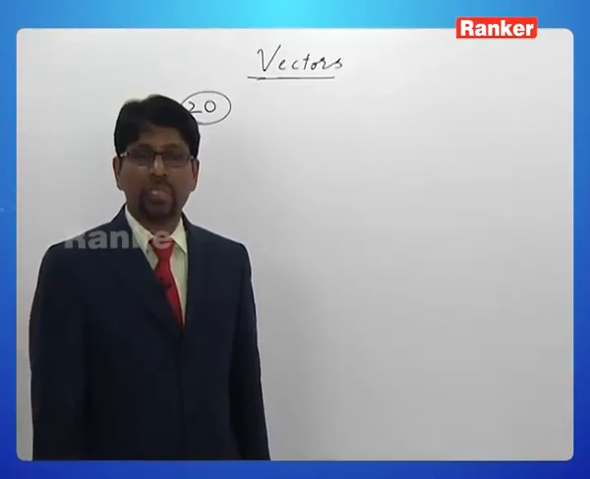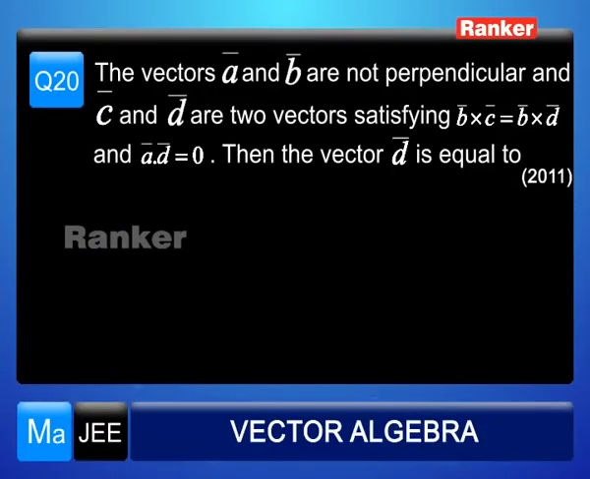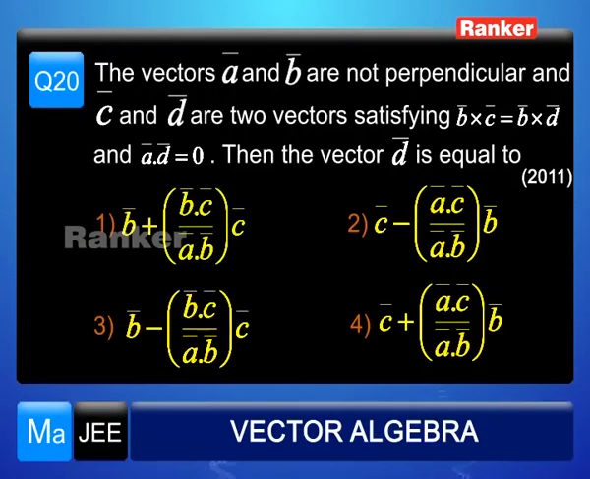Let's move to the next question, question number 20. The vectors a bar and b bar are not perpendicular, and c bar and d bar are two vectors satisfying the condition that b cross c is equal to b cross d and a dot d is equal to 0. Then the vector d bar is equal to, first option, b bar plus b dot c divided by a dot b times c bar. Second option, c bar minus a dot c divided by a dot b times b bar. Third option, b bar minus b dot c divided by a dot b into c bar. Fourth option, c bar plus a dot c divided by a dot b into b bar.